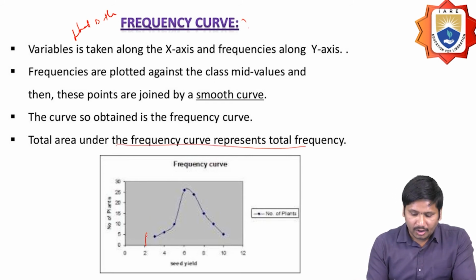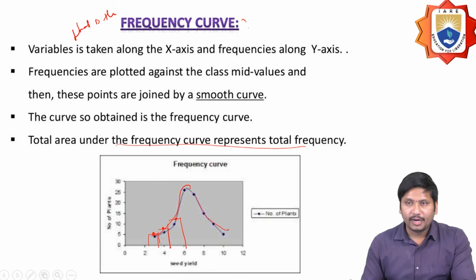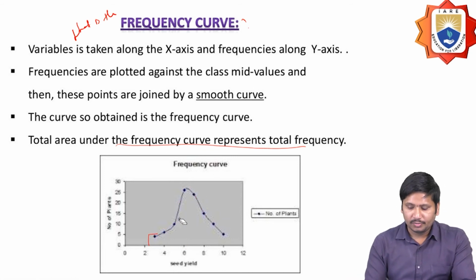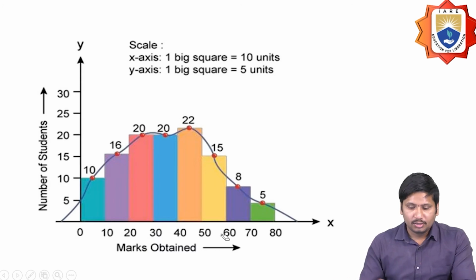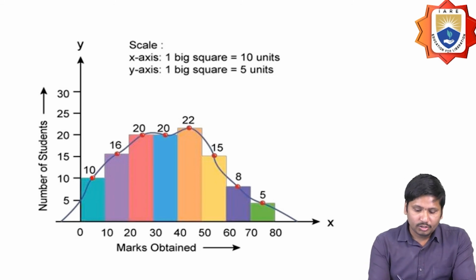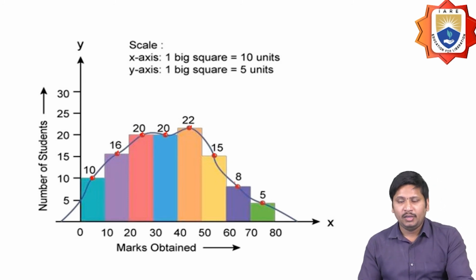So normally when you have this type of graph, the midpoints of the rectangles are joined, and the curve I get is the frequency curve. Let's see the example here. This is the graph I obtained, suppose it is the previous histogram. If I join the midpoints of these rectangular bars by a smooth curve, that is called a frequency curve.